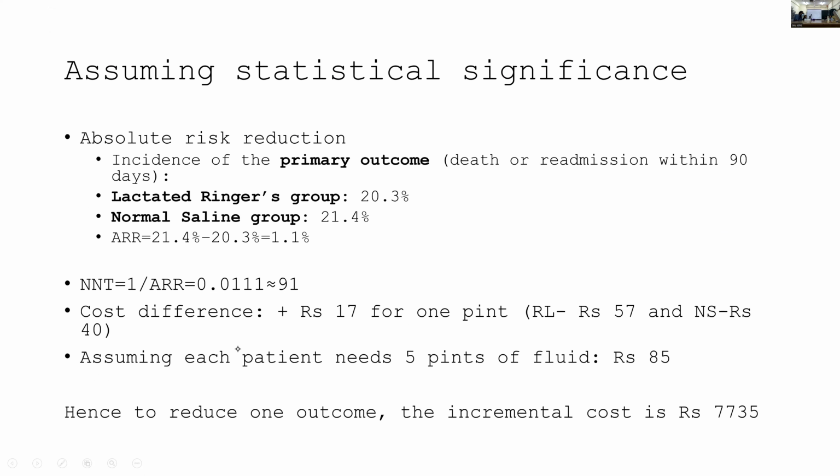If you look at the cost difference between one RL pint and one NS pint, the cheapest RL pint is 57 rupees. The cheapest normal saline is 40 rupees. So the cost difference is 17 rupees for one pint. Suppose each patient in the isolation ward needs around 5 pints during the hospital admission. The cost difference would be 85. So to prevent one outcome, the incremental cost would be 7,735 rupees, which is not too bad.